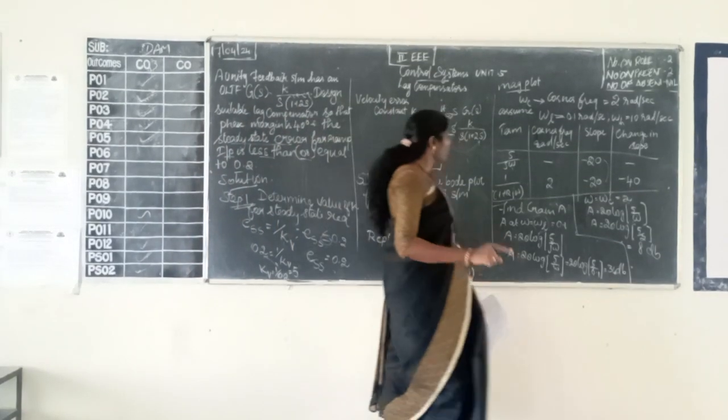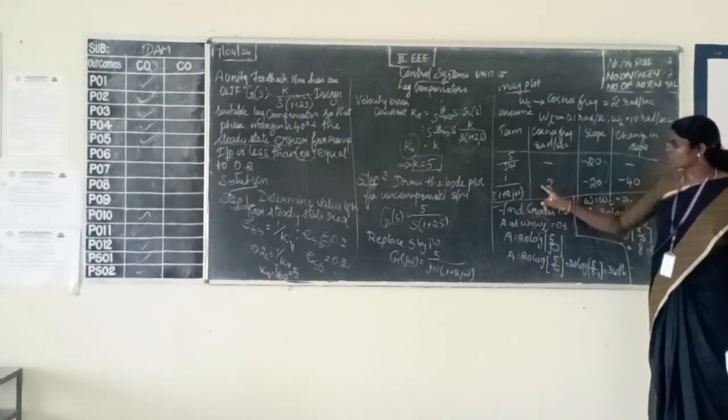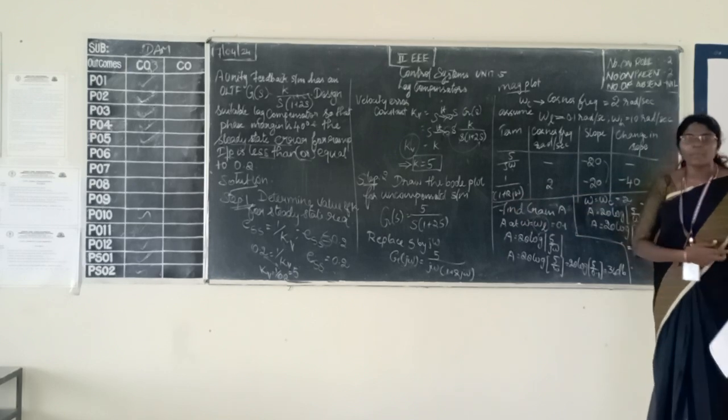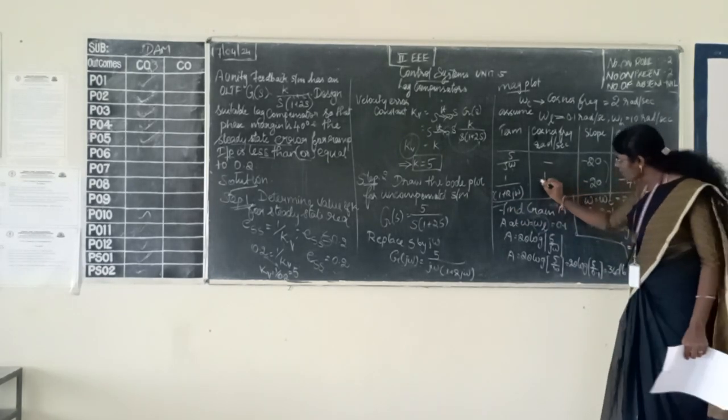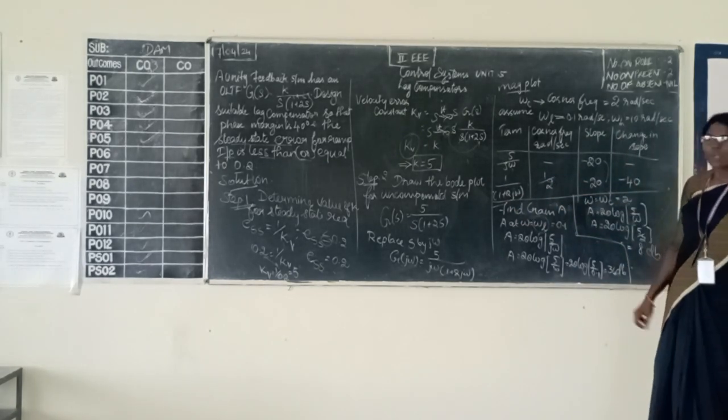One thing we made wrongly. Here the coefficient of j omega is in the denominator, so we should do it like this: 1 divided by 2.